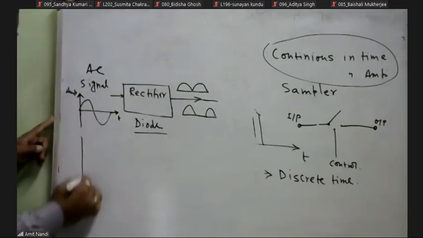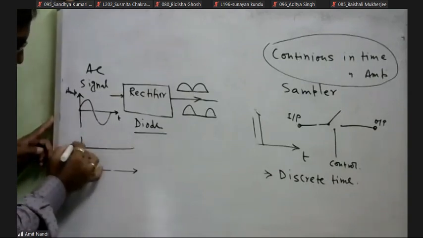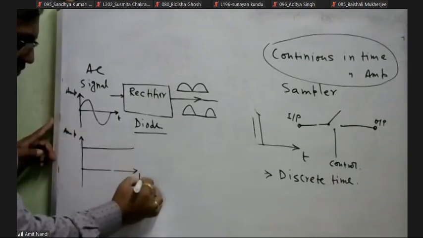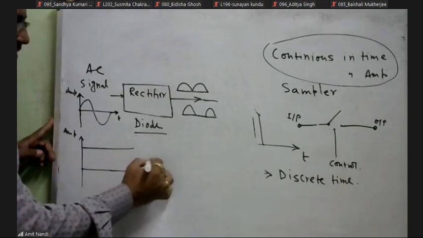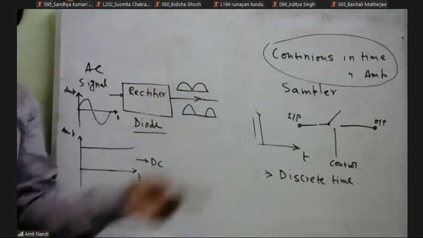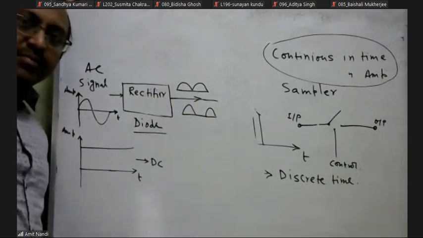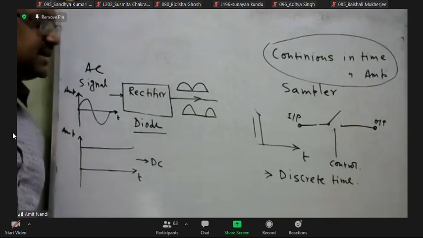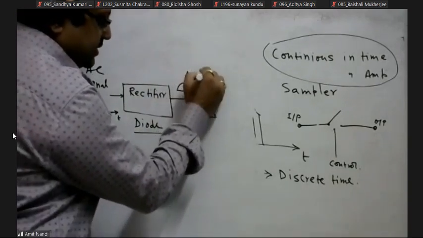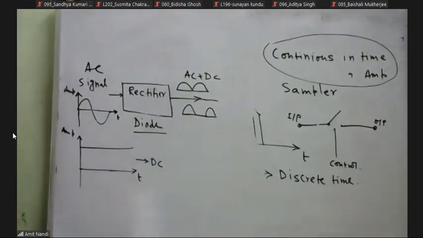But if we consider this type of signal, here the amplitude is fixed. It is constant with respect to time. So that is called DC signal. For that reason, the output of the rectifier is not a pure DC signal. That is called pulsating DC signal. So pulsating DC means it consists of some AC plus DC. That is not a pure DC signal.